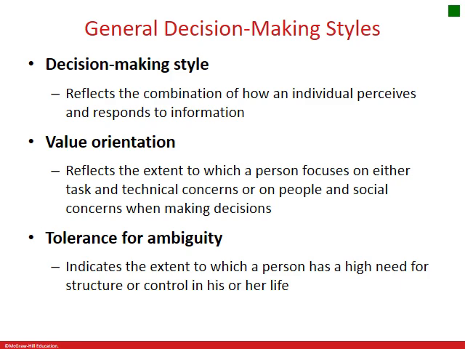When we discuss decision-making styles, these reflect the combination of how an individual perceives and responds to information. They may have a value orientation, which reflects the extent to which a person focuses on either the task or the technical concerns, or are they people and social concern focused when making decisions. It also takes into account their tolerance for ambiguity. This is the extent to which a person has a high need for structure or control in his or her life.